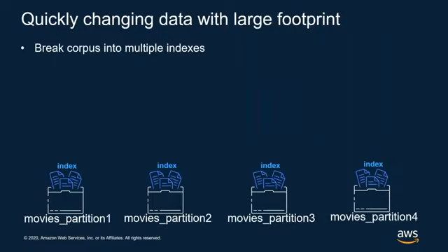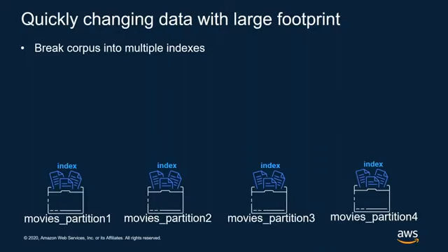The next pattern deals with quickly changing data with a large footprint. And we're talking, in some cases, the magnitude of terabytes, hundreds of terabytes or more. And it's not sustainable to build a large index to house all that data, especially if you are changing that data a lot and that data is growing rapidly. Now, this wouldn't be a logging use case. Again, it's going to be a search use case.